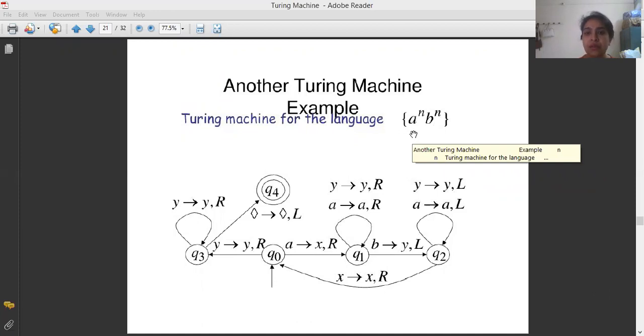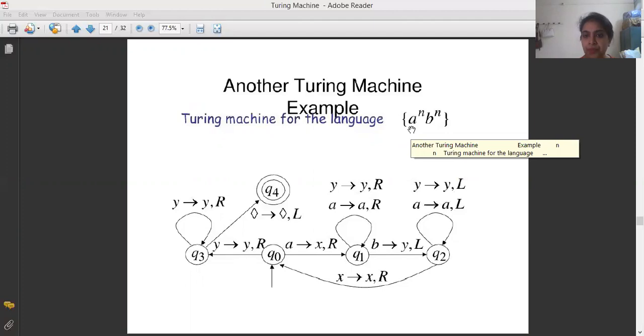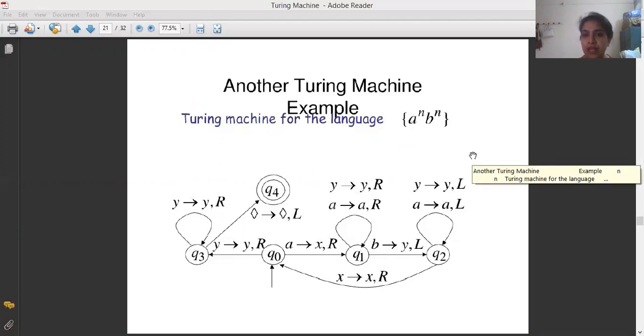This language has the strings made up of A's followed by B's, and the number of A's and B's should be the same. If you remember, we had used a stack to check whether the string is of the required type. We had a strategy where we pushed all A's into the stack, and for every B we read, we popped one A. If the string has an equal number of A's and B's, and A's followed by B's, then when we finish reading the string, we have only the bottom symbol, that is Z0, left in the stack and nothing else. So this is how we had constructed a PDA.